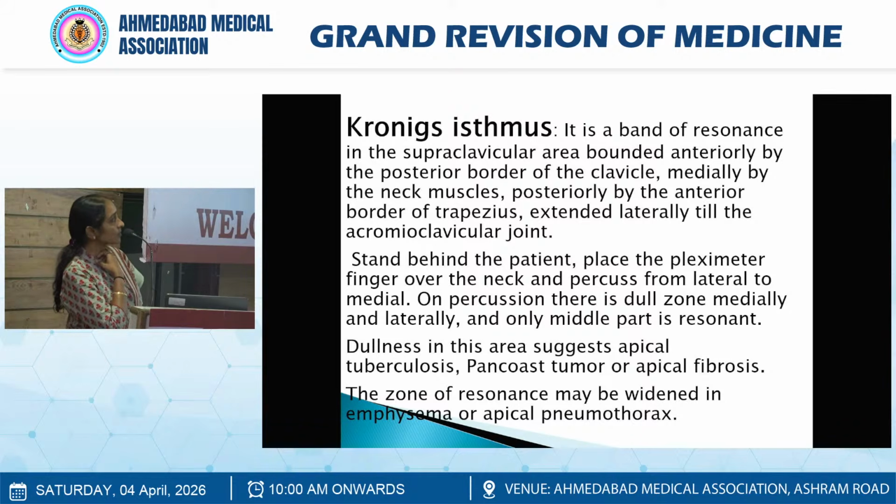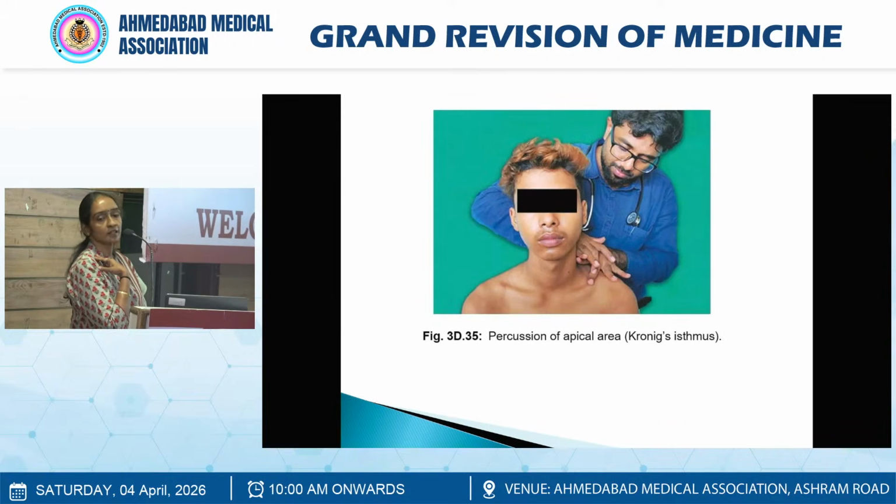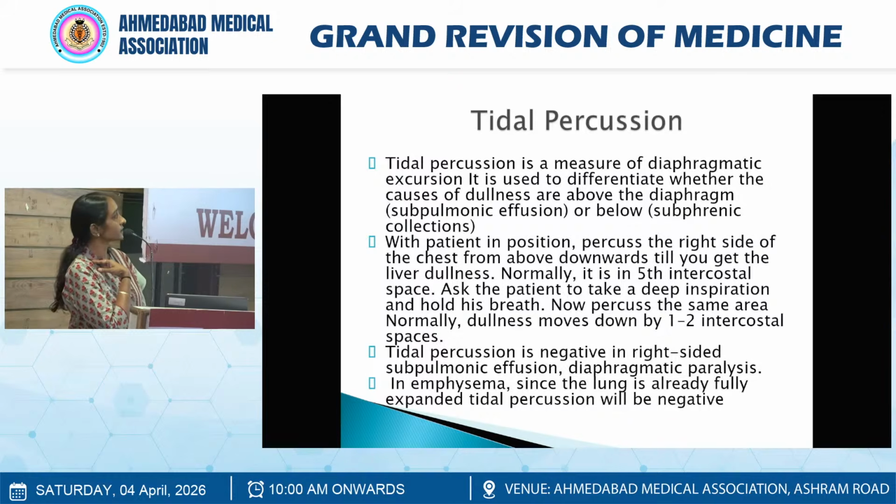Stand behind the patient, place the pleximeter finger over the neck, percuss from lateral to medial, and there is a dull zone medially and laterally. In between there is resonance. Apical tuberculosis, Pancoast tumor or apical fibrosis will replace this resonance with dullness. This is the method of how to check for Kronig's isthmus.